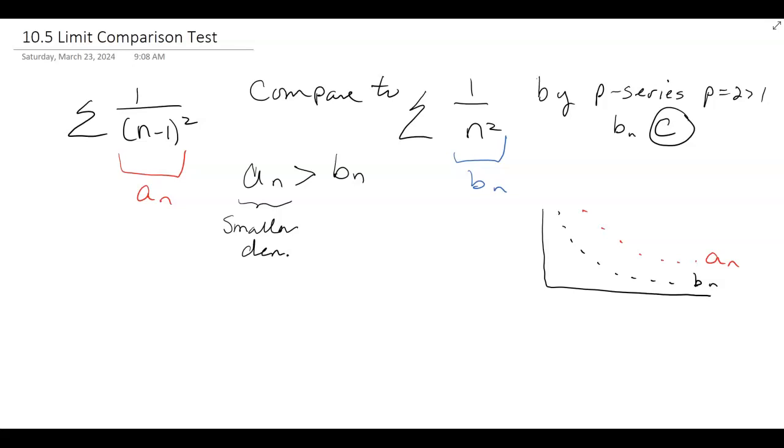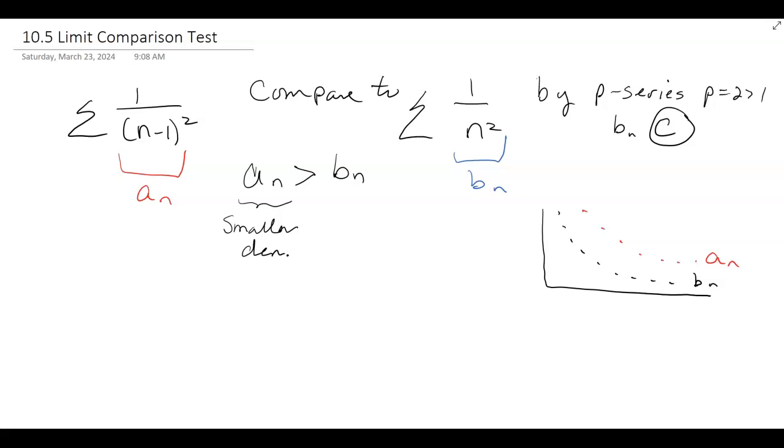So for this next video in 10.5, we're going to look at what we're calling the limit comparison test. It's our second comparison test. I'm going to pick up where I left off, so you'll see everything here already. We were examining the summation of 1 over n minus 1 squared, and that was our a sub n.